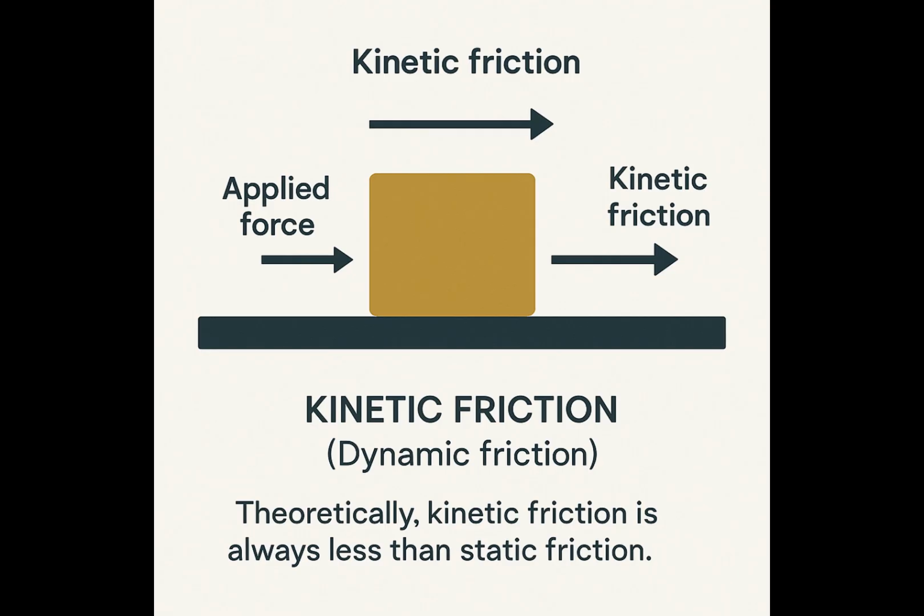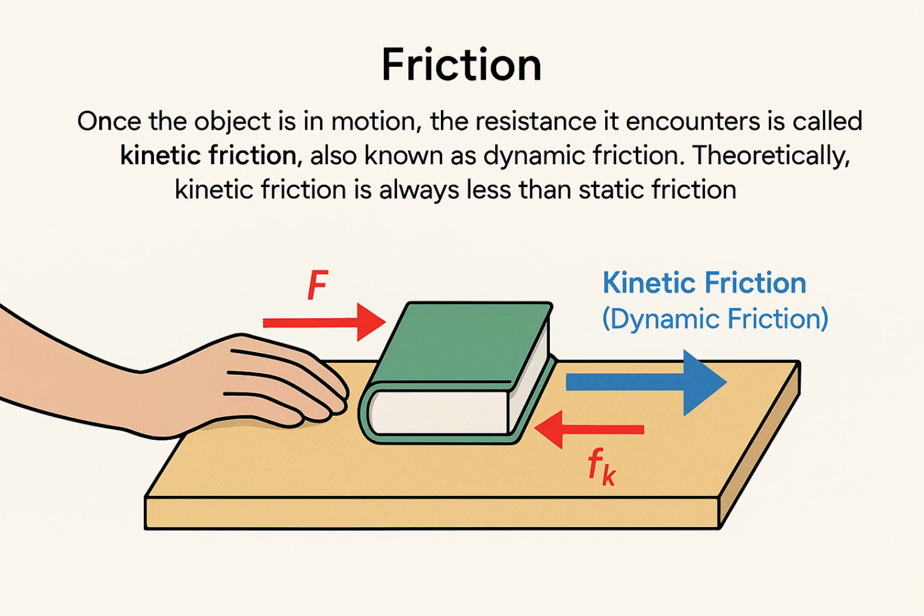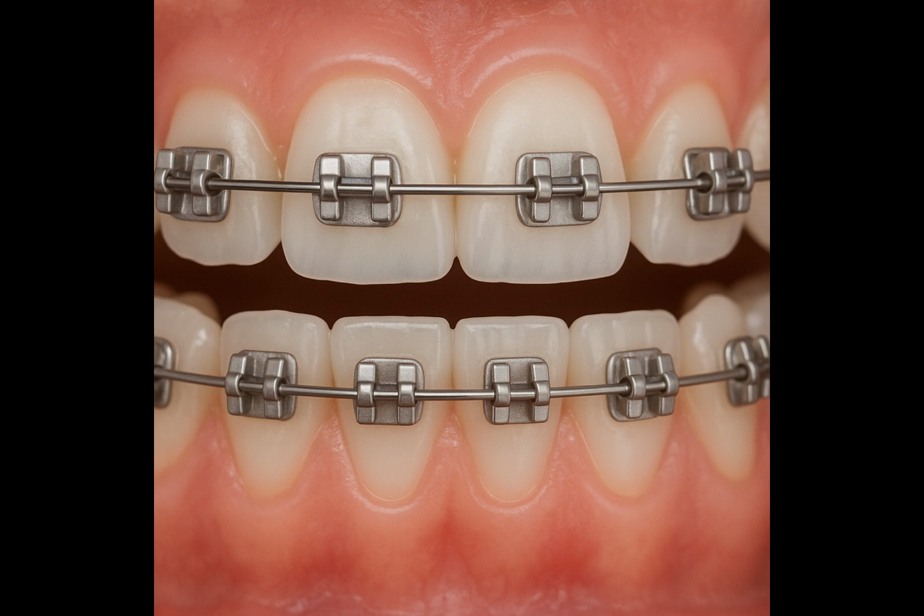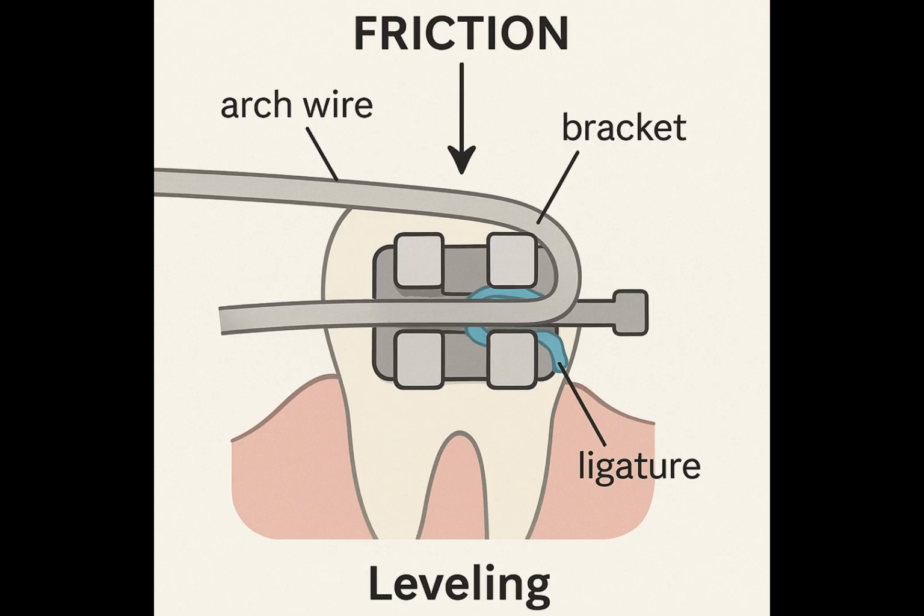Once the object is in motion, the resistance it encounters is called kinetic friction, also known as dynamic friction. Theoretically, kinetic friction is always less than static friction. This means it takes more force to start tooth movement than to keep it moving. This distinction is crucial in orthodontics, as a significant portion of the force applied to a tooth is spent overcoming this initial static frictional resistance between the wire, ligature, and bracket.